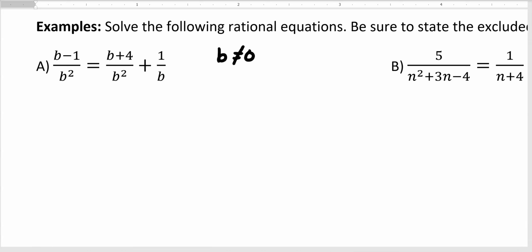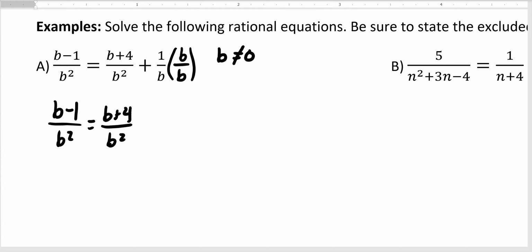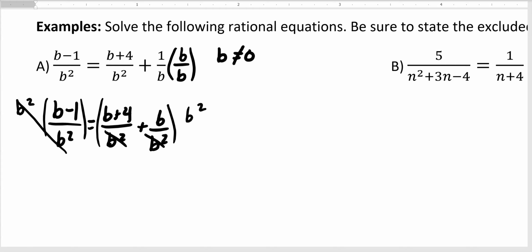Now, in order to get these so that they all have common denominators, I would need to multiply this last fraction by B over B. Then they'd all have that denominator of B squared. So I'll have B minus 1 over B squared equals B plus 4 over B squared plus B over B squared. Now, since they all have those common denominators, I can multiply both sides by B squared, and they will all divide out. Once that happens, I'm left with B minus 1, just my numerators, equals B plus 4 plus B. So that means B minus 1 equals 2B plus 4.